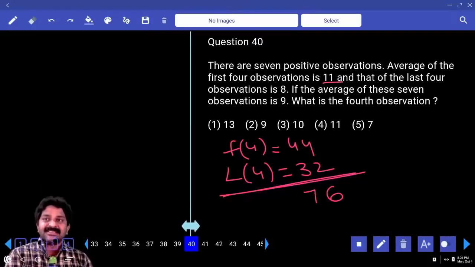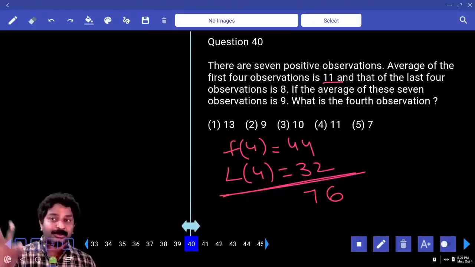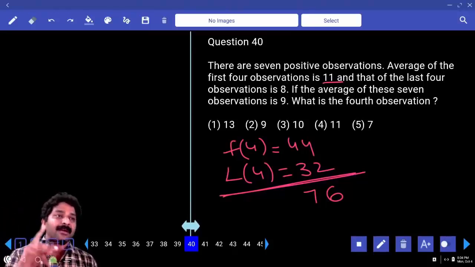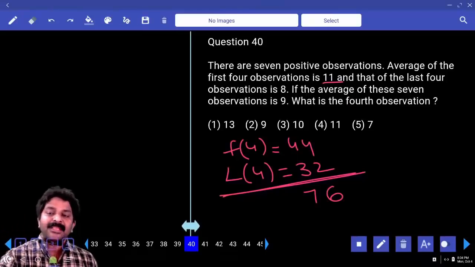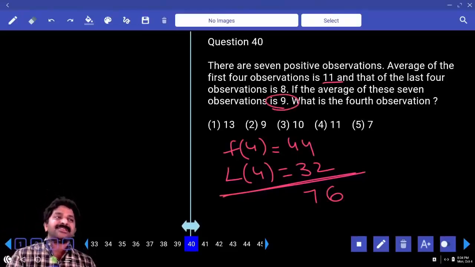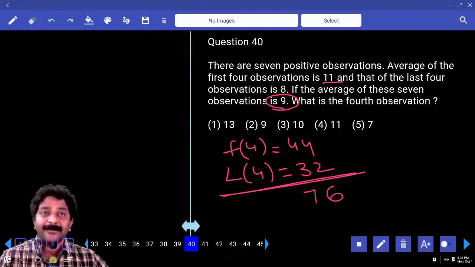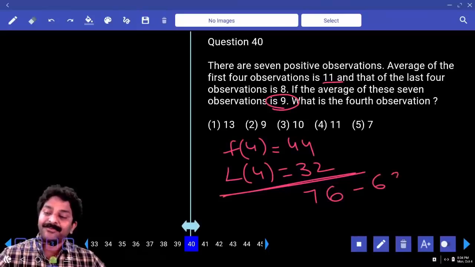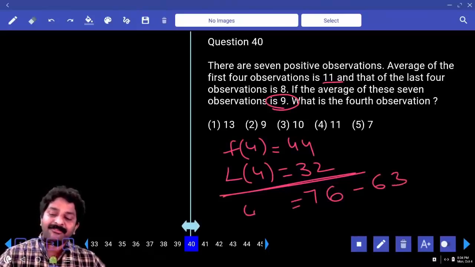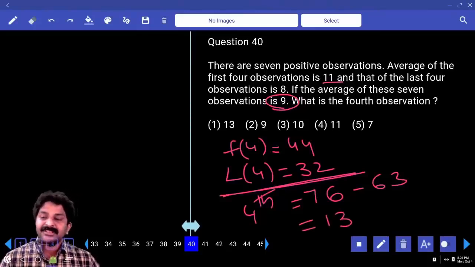But out of 76, the fourth number is repeated 2 times, but all the rest of the numbers have come only 1 time. All 7 numbers average is mentioned as 9. Then the sum of 7 numbers is 7 into 9. Come on. If you subtract the 7 numbers' sum from the 8 numbers' sum, you will be left with only the fourth number. How much is that? 13, first option.